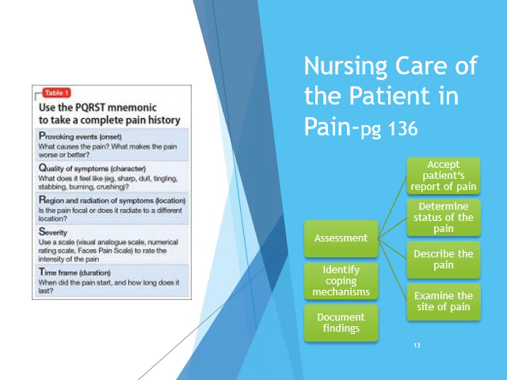So another way, I have the PQRST mnemonic that gets a complete pain history. So P is what provoked the pain. What makes the pain come on? What causes the pain? What makes it worse or better? Q is the quality of the symptoms. What does it feel like? Is it sharp, dull, tingling, stabbing? What region of the body hurts? What's the location? Is the pain focal or does it radiate to a different location?